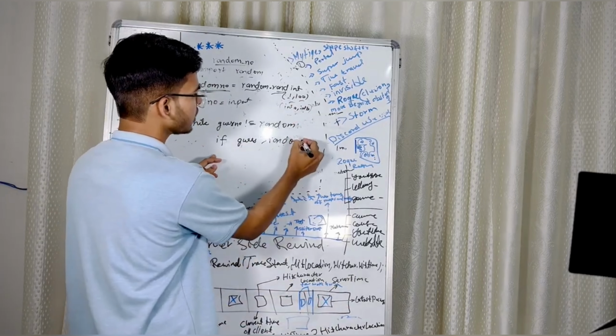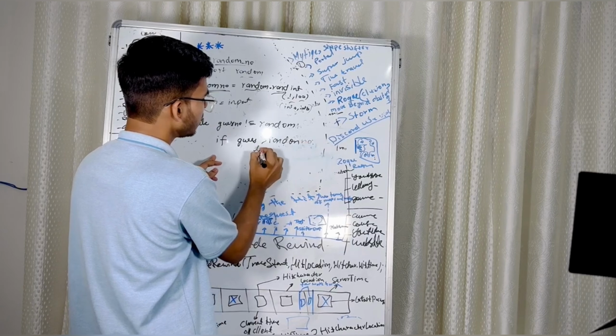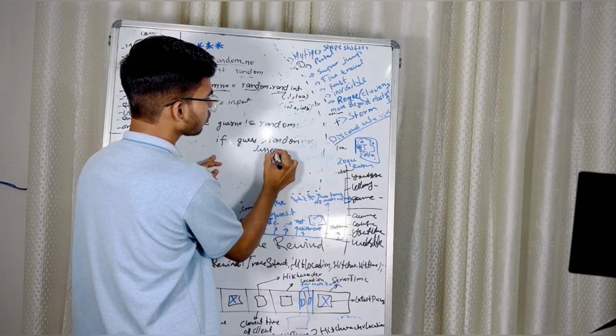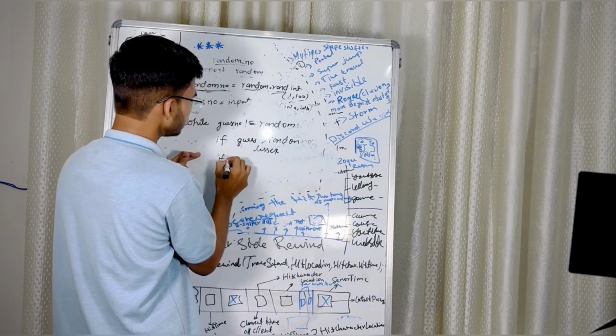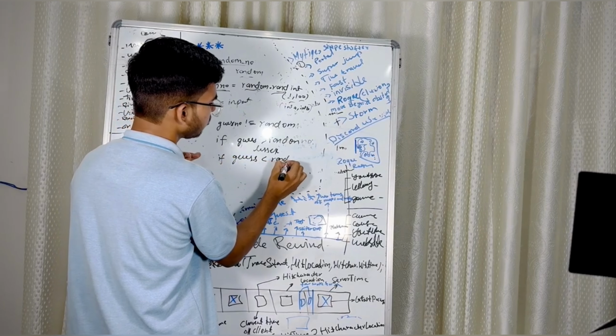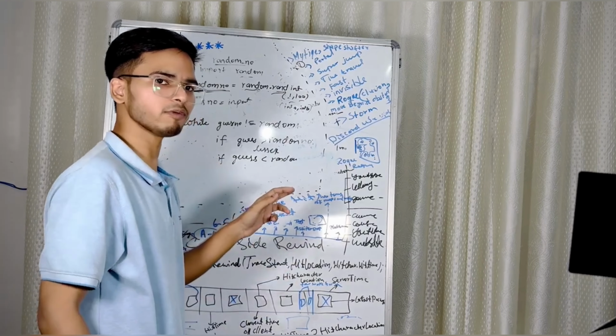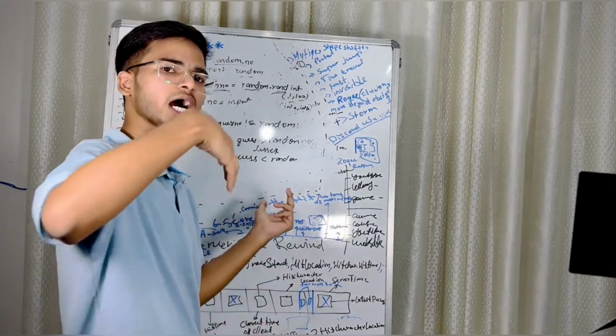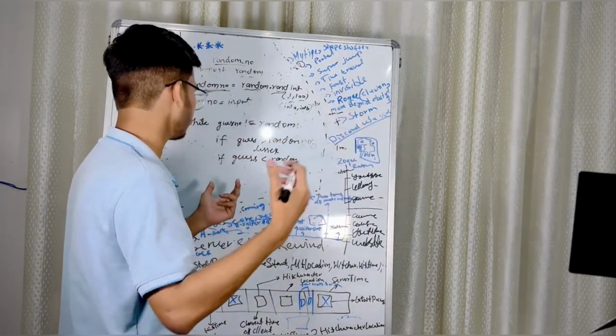If the guess number is higher than the random number, we will tell the user that he must go with a lesser number. If the guess number is less than the random number, we will tell the user, you have entered a lesser number. You must go with a higher number and try to guess a higher number.